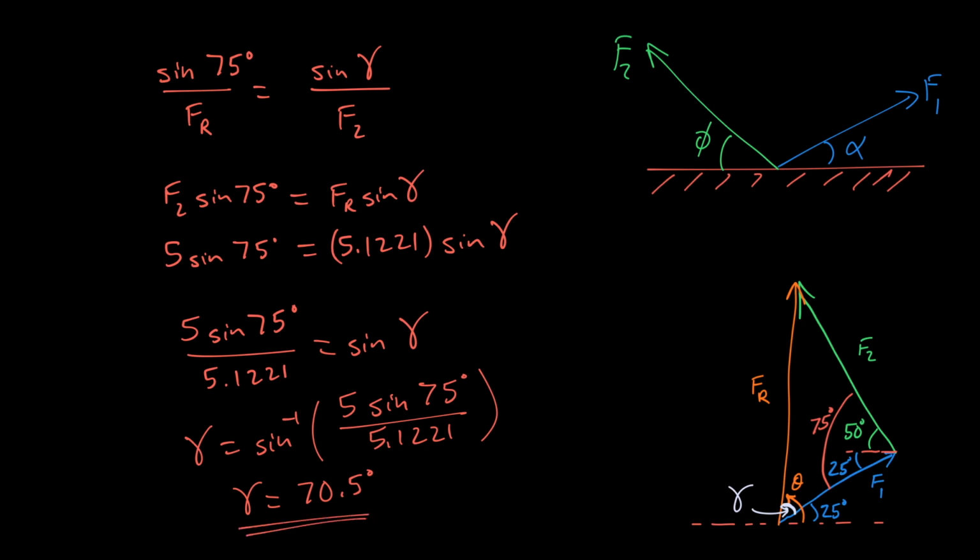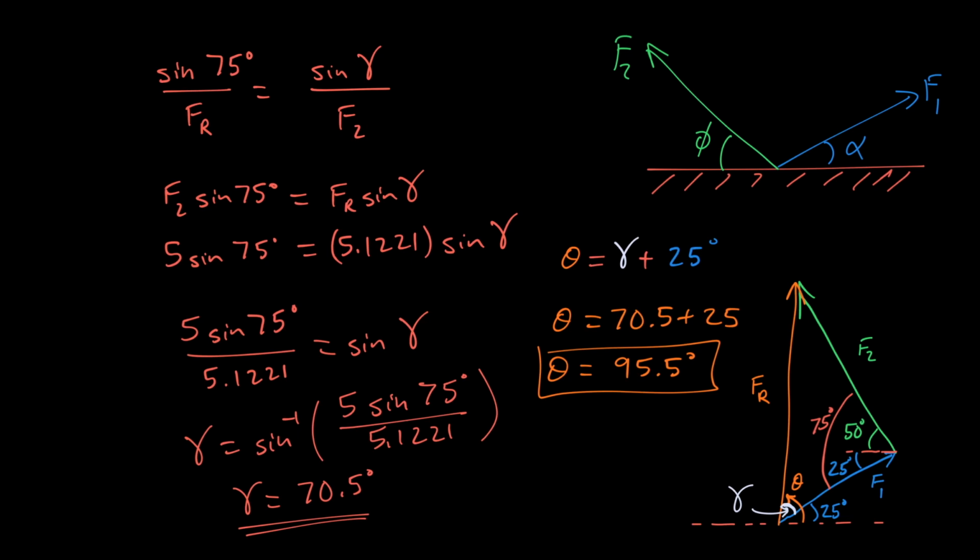However, we are looking for theta, and theta would be equal to gamma plus that 25 degrees that we have down there. So theta equals gamma, which is 70.5, plus 25. So theta equals 95.5 degrees. So there we have it.